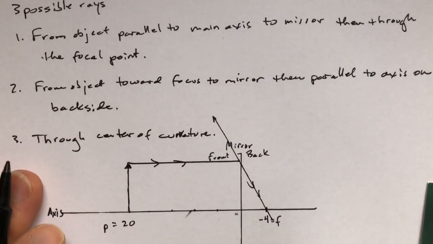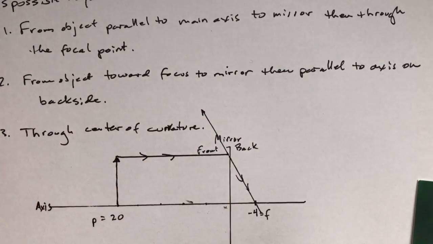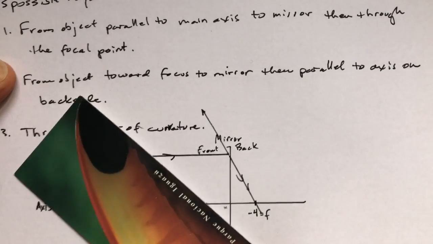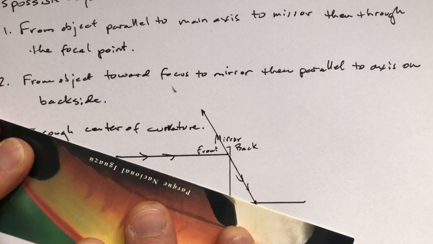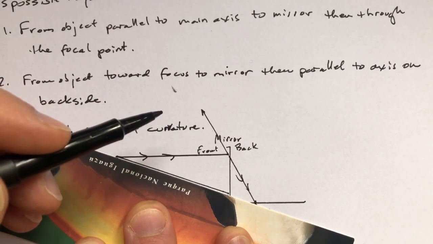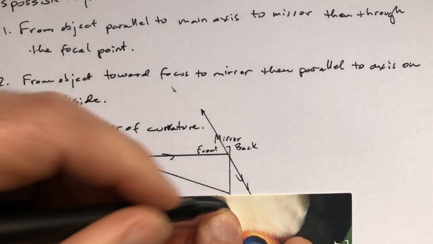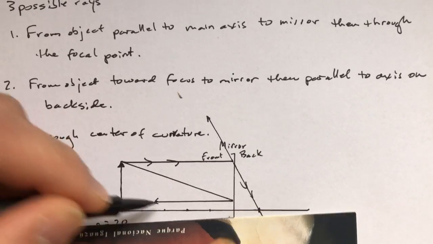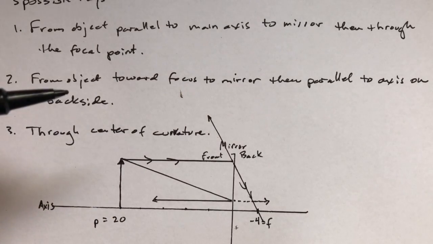All right, the second possibility is from the object toward the focus to the mirror and then parallel to the axis on the back side. Now, that means I'm going to try to draw it straight to the focal point here. So here comes this ray of light. Now, here's the thing though, it hits the mirror, and in reality, it's going to bounce off parallel back this way. But it's going to appear as if that reflected ray was coming from there. Now, here's my point of intersection. That's where my image is going to be.